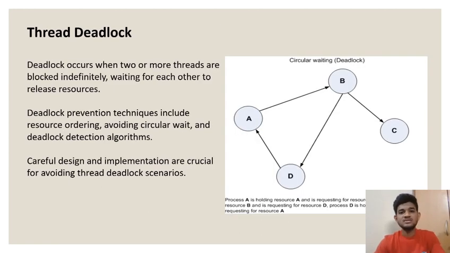Now let us see what is meant by thread deadlock. Deadlock occurs when two or more threads are blocked indefinitely waiting for each other to release resources. Deadlock prevention techniques include resource ordering, avoiding circular wait, and deadlock detection algorithms. Careful design and implementation are crucial for avoiding thread deadlock scenarios. As shown in the figure, process A is holding resource A and is requesting resource B.